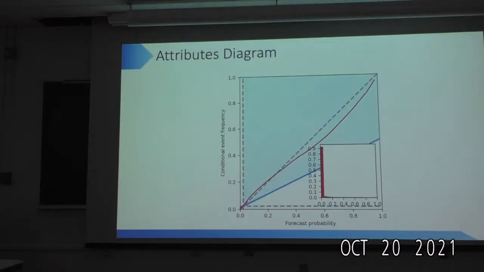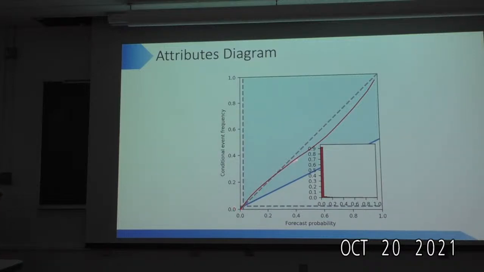Next, we can look at an attributes diagram. This diagram has forecast probability on the x-axis and conditional event frequency on the y-axis. So ideally, for all of our forecasts, we want to be able to have an event associated with them. So you would have a 1-to-1 ratio between conditional event frequency and forecast probability.